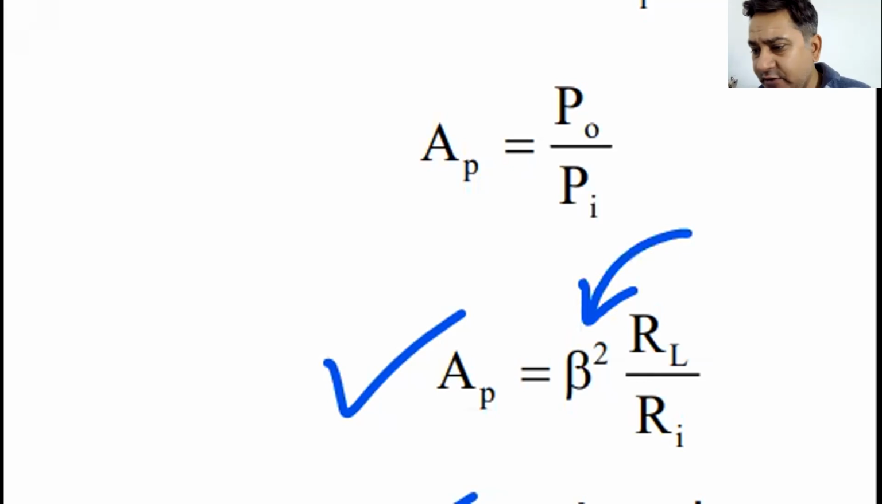What was this beta here? V naught by V. This was current gain, yes or no? Yes, sir. But here current gain is not given to us. Voltage gain is given to us, yes or no? Yes, sir. So now I am giving you one more chance to redeem yourselves. Instead of current gain, voltage gain is given to you.